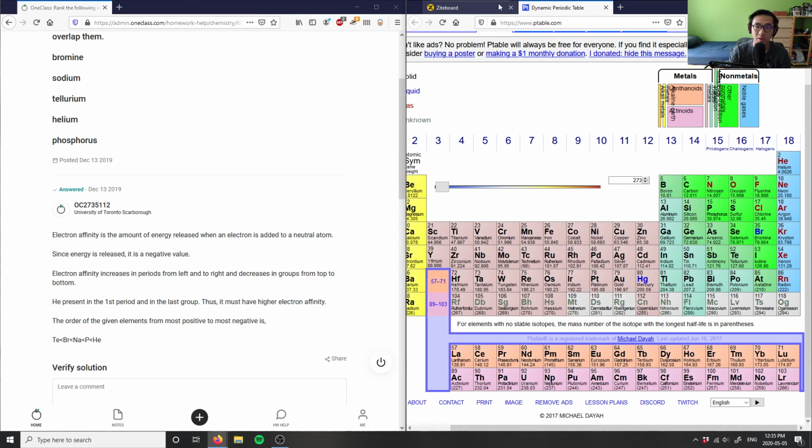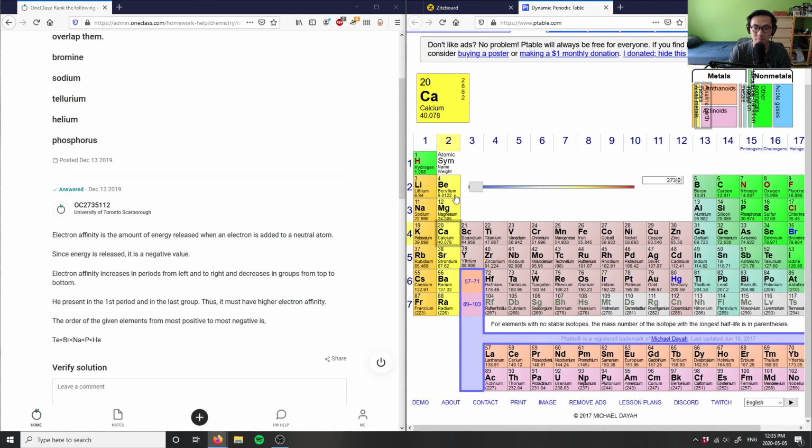sodium. So sodium here, however, if I add an electron to sodium, it doesn't really make a difference, because I have one valence electron. If I add another one here, it doesn't really release a lot of energy, because it's still going to have a charge of 2 plus. It doesn't really do anything here.